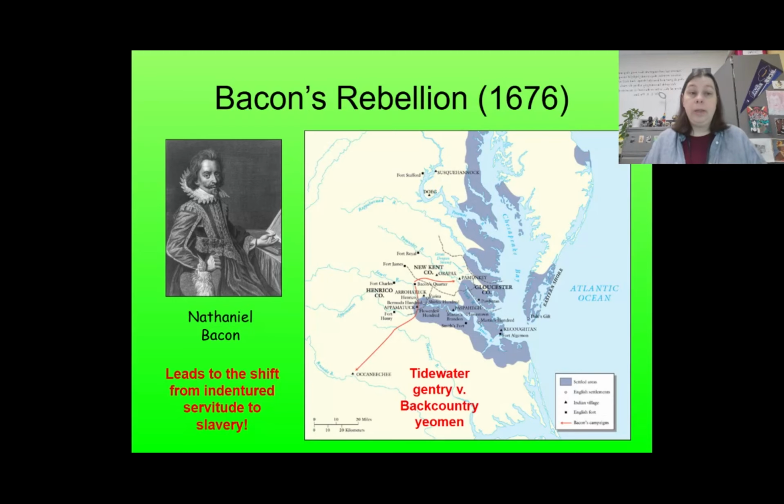So again, Bacon's Rebellion is not a slave rebellion, but it is a rebellion that leads to changes in the institution of slavery, and it's a pretty key term to remember for this historical period.